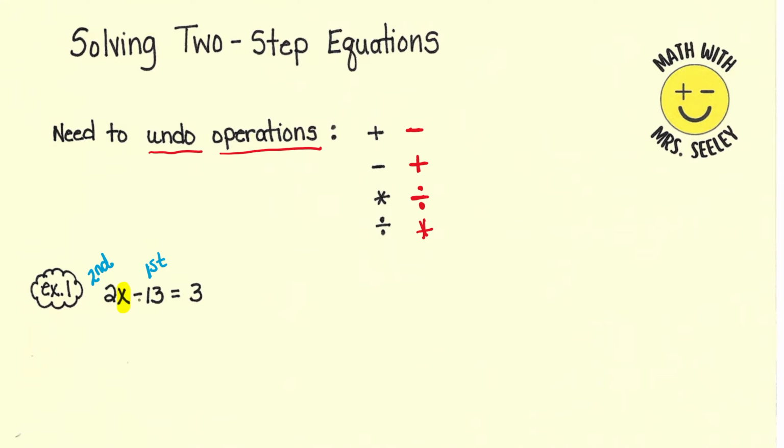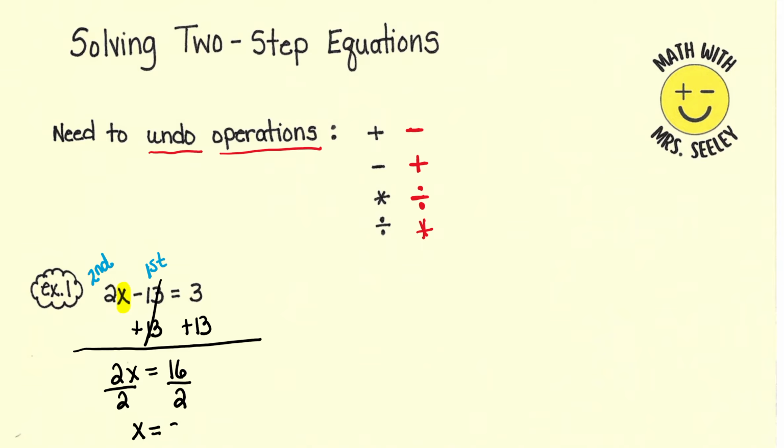So this is a minus 13. So undo that with a plus 13. And you're going to add it to both sides because you have to be fair. What you do to one, you do to the other. Those will cross out, bring down 2x equals 16. This is attached by multiply, so we know that we have to divide. And 16 divided by 2 is 8.